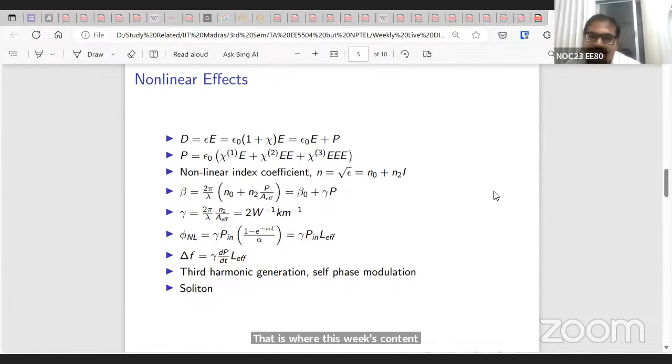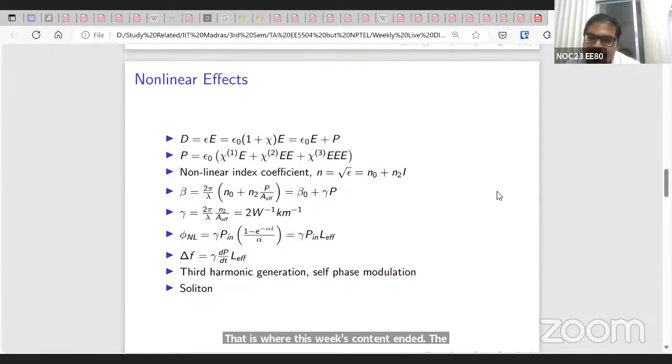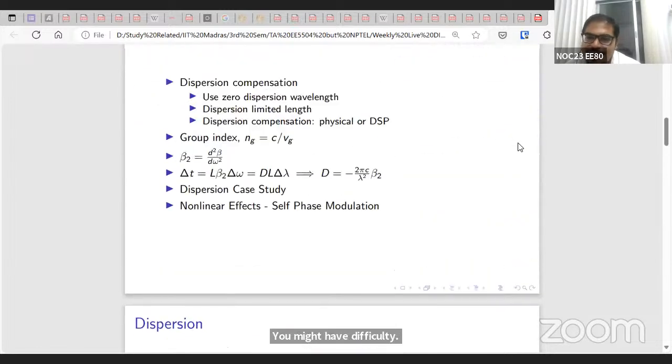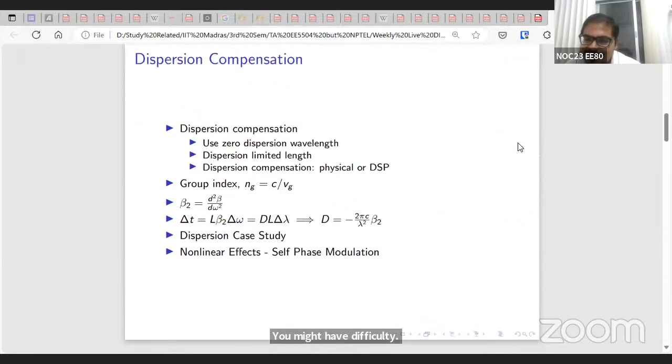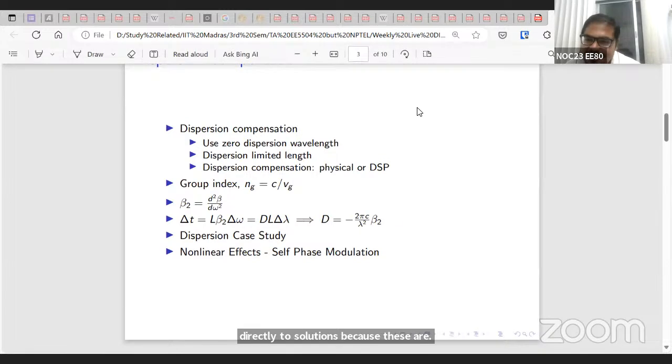The assignment is not too long, I think, but it is asking conceptual questions. You might have difficulty. So are there any doubts? We cannot give the solutions directly because these are graded assignments. But if you have smaller doubts, we can address them.